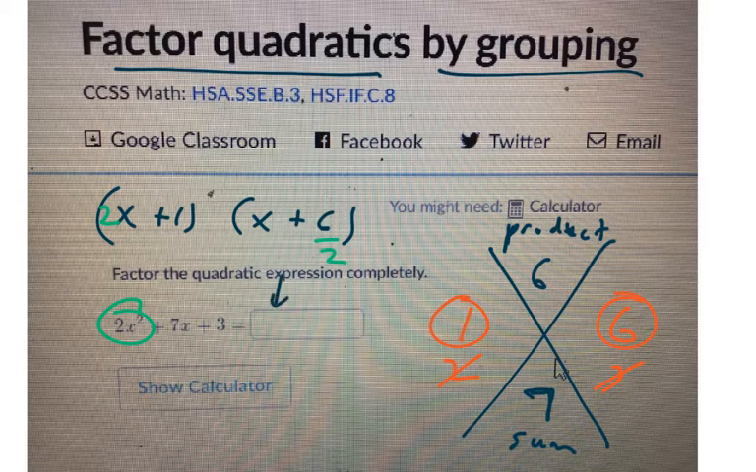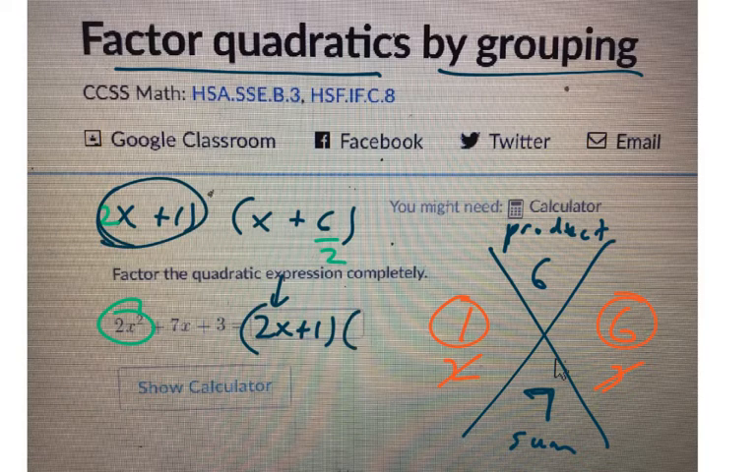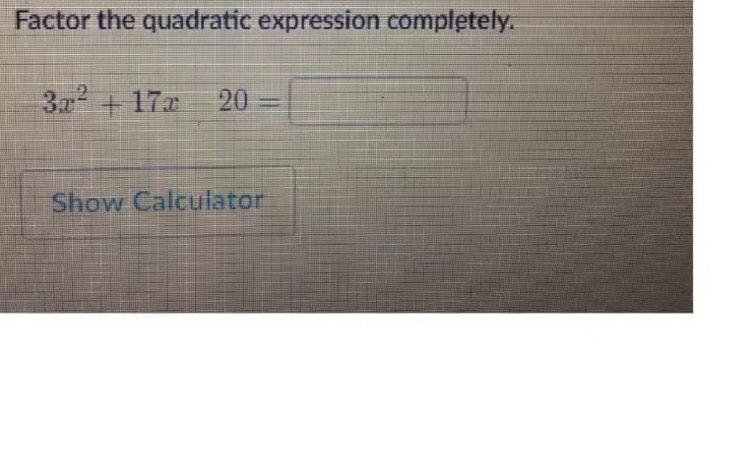So what's our final answer? What we're going to put right in this box, guys, is 2x plus 1, right there, times x plus 3. Don't forget to divide. I've even made that mistake myself a few times. 1 down. Let's do at least a couple more.